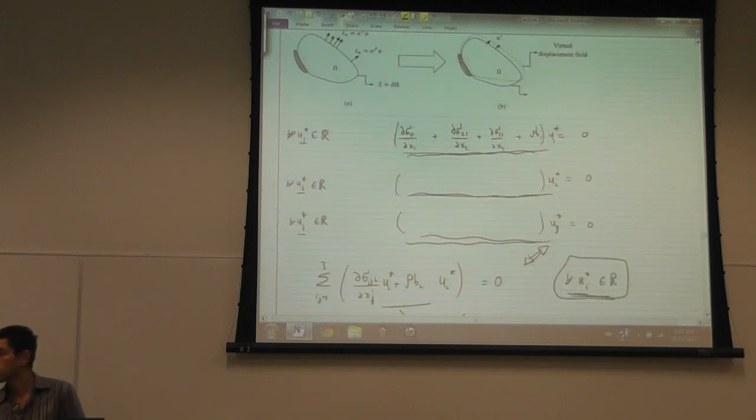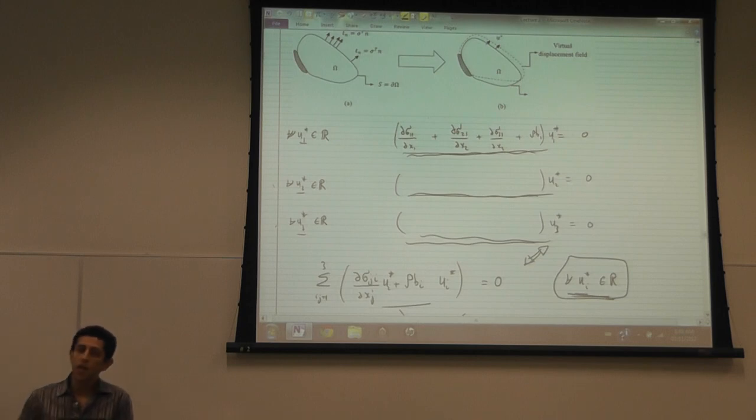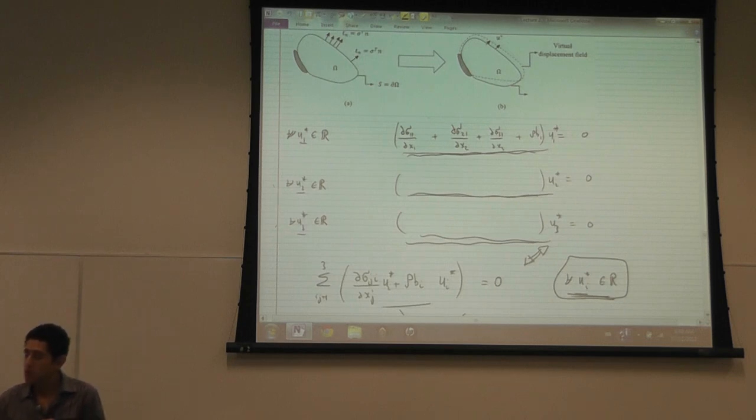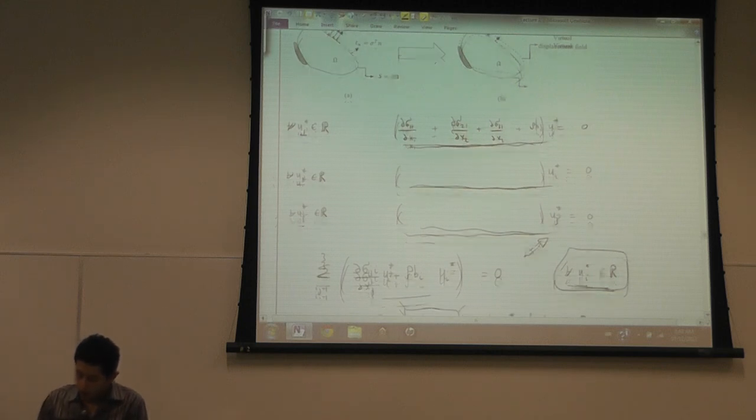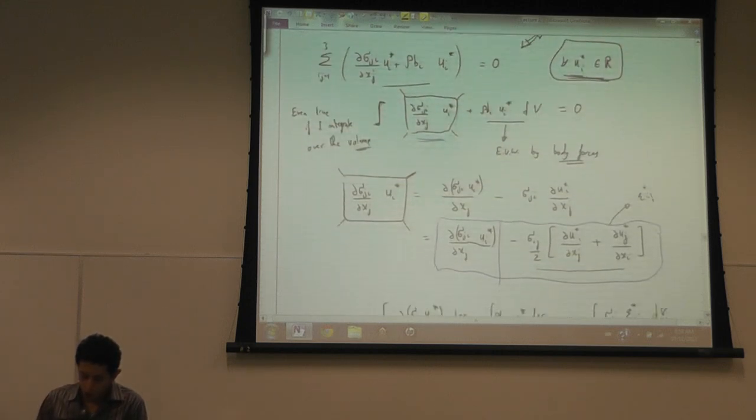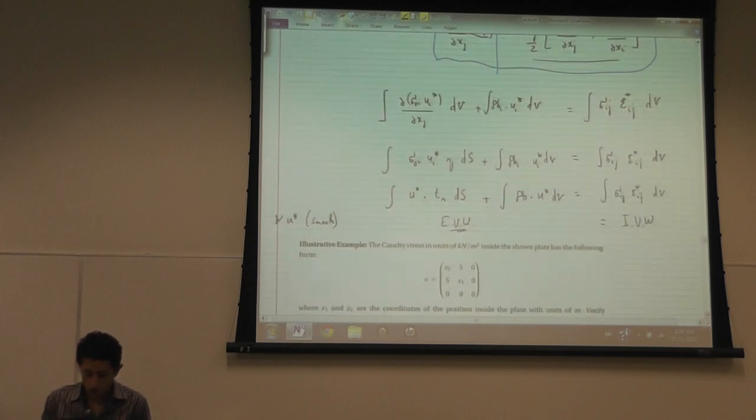So the virtual work principle is an integral form of the equilibrium equations. It's exactly the same thing. But it's only the same thing because I'm saying this is true for every u star. If it's true for only one but not for another, that doesn't mean that the equilibrium equations are satisfied.